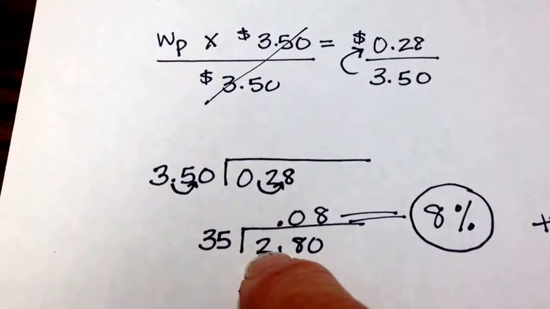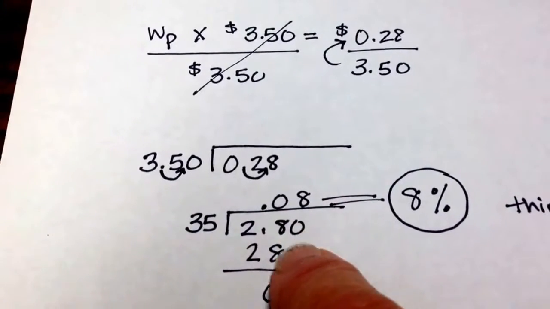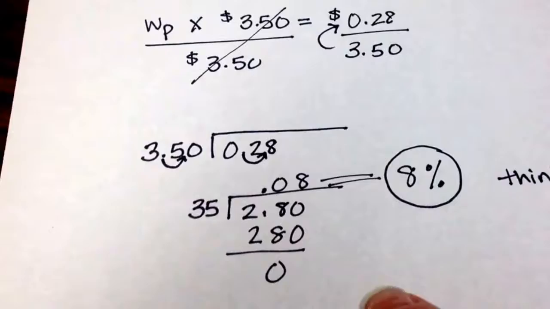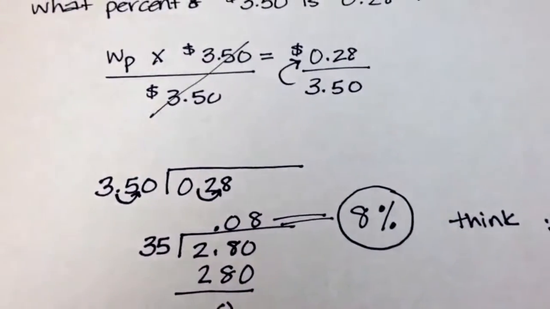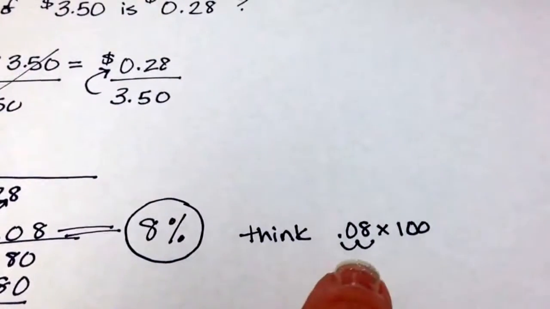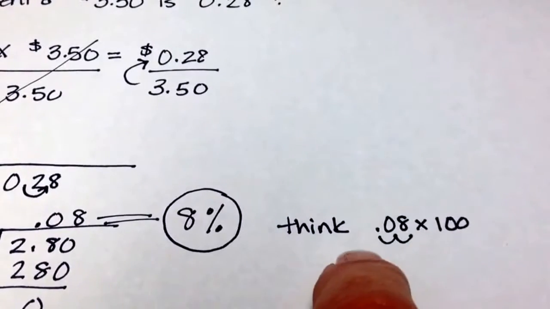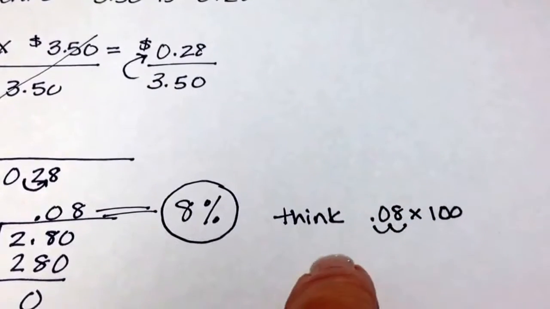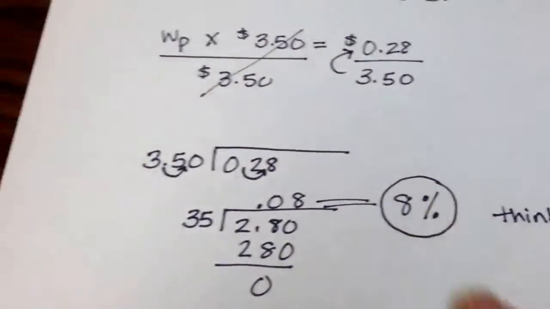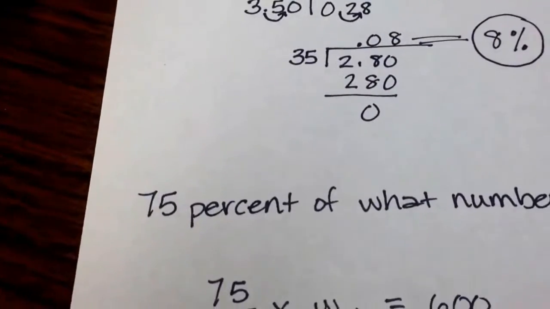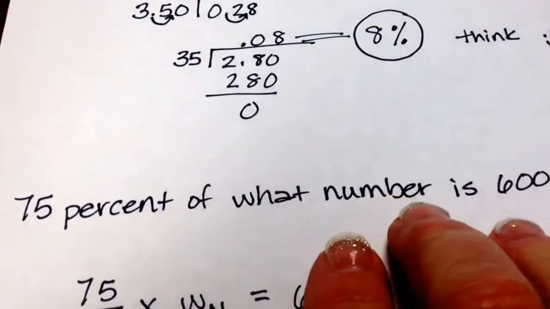So can 35 go into 2? Of course not. Can it go into 28? Nope. So 0. So add a 0. Can it go into 280? Yes, it can. 8 times, and you got 0 left. But it needs percent, right? So you're going to think of that 0.08 times 100. Well, what happens to that decimal? It goes to the right 2 places. Zip, zip, 8%.